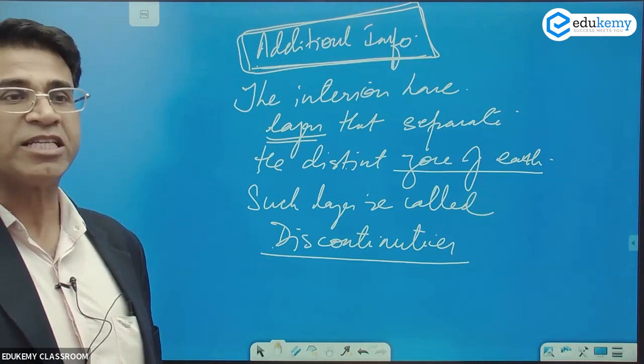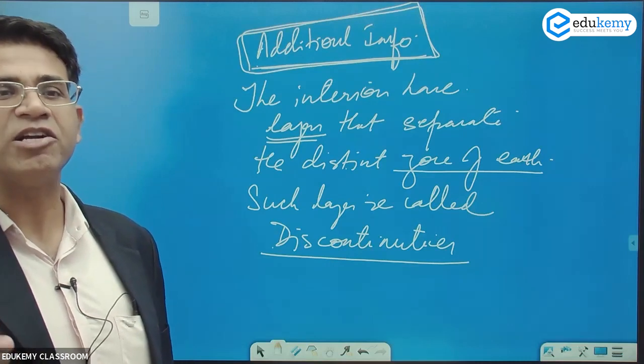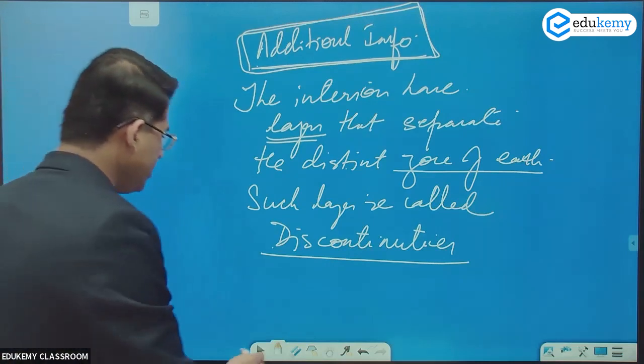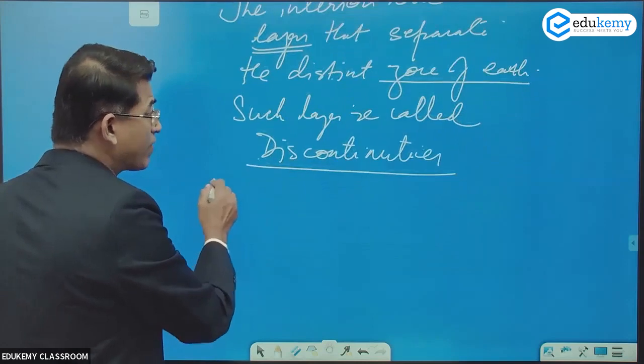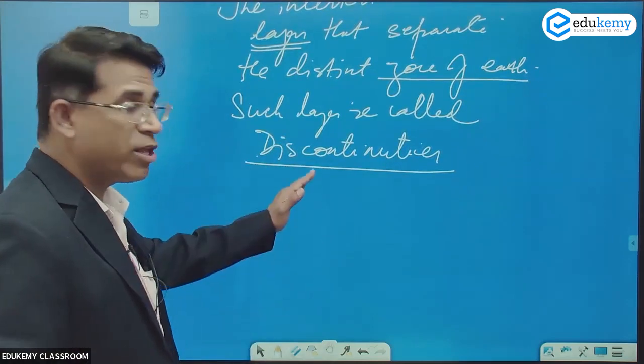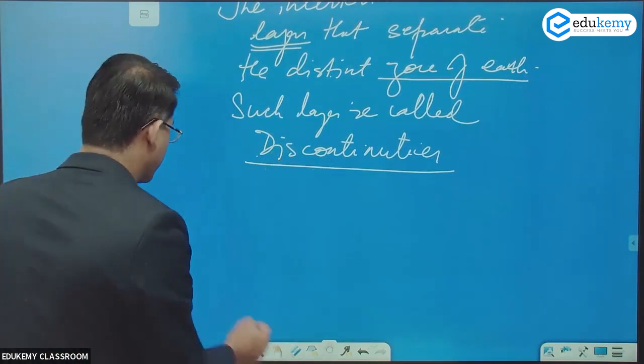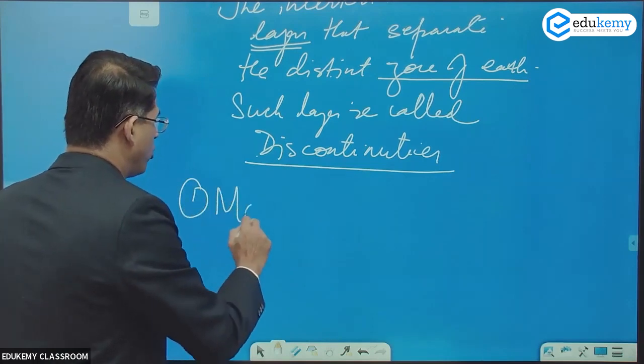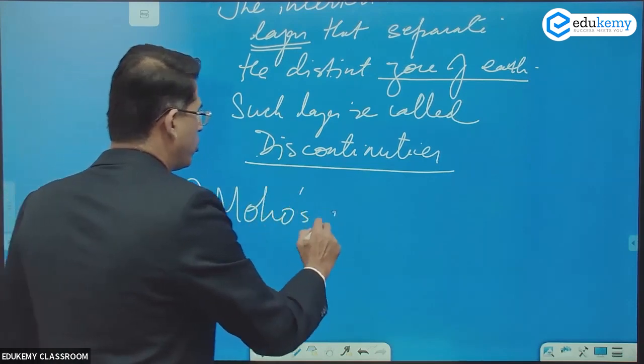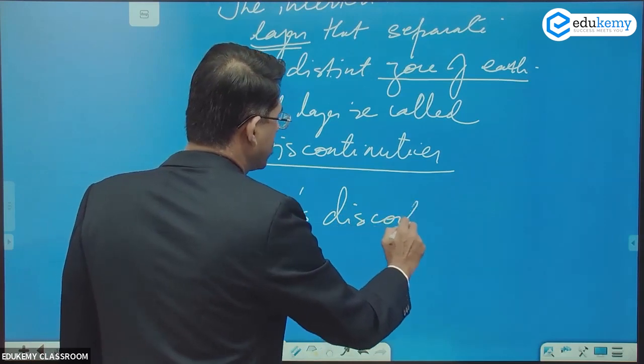So there are interiors, there are certain layers which separate the zones of the earth. Okay? So such layers are called as discontinuities. So there are many of them. There are almost 10 to 15 of them. But you should know the following. One is Moho's discontinuity.